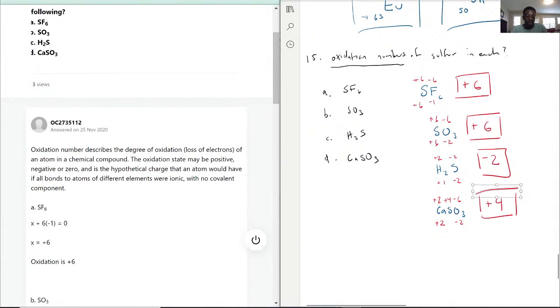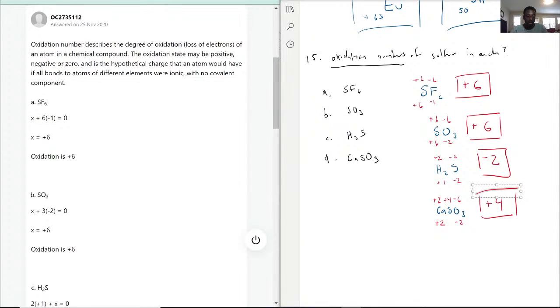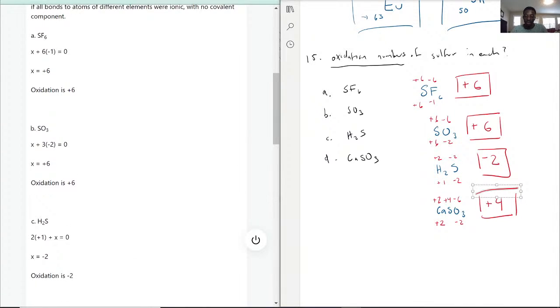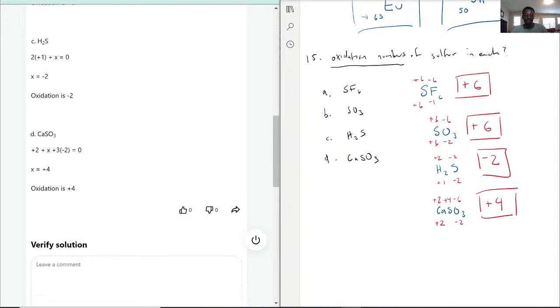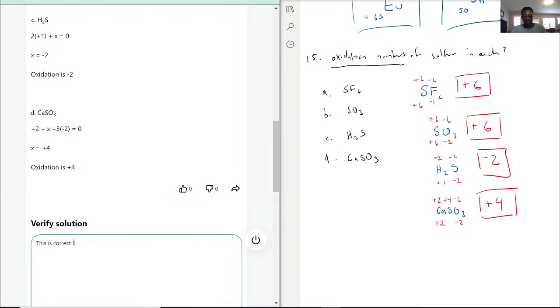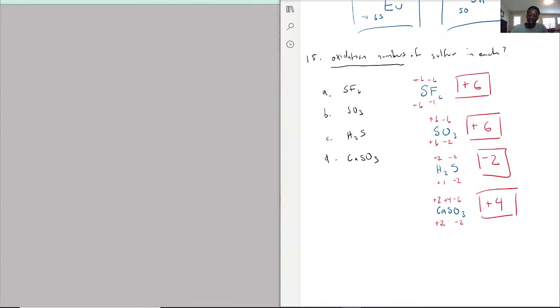Okay, so exactly as you see here, the oxidation number is +6 for sulfur in the first one. The second one is also +6. The third one, as you see here, is -2, and for the fourth one, the oxidation number is +4. So this is correct. And now let's move on to question 16.